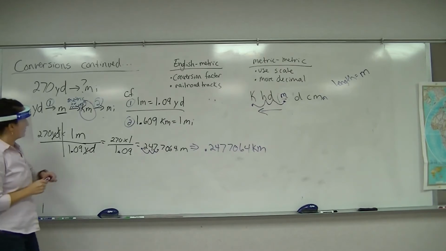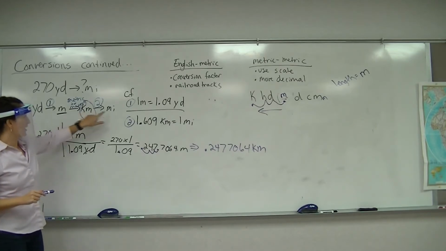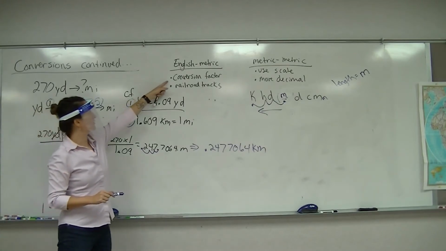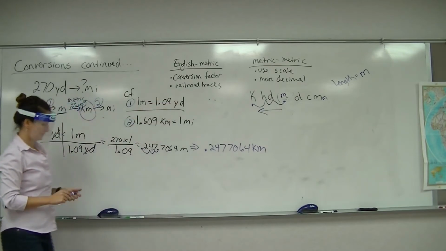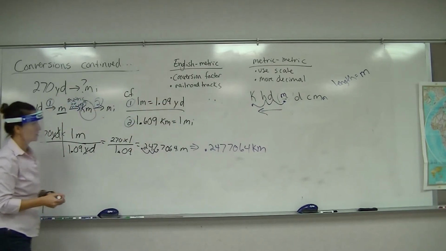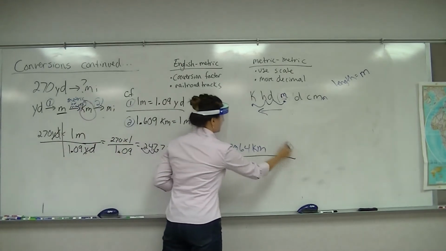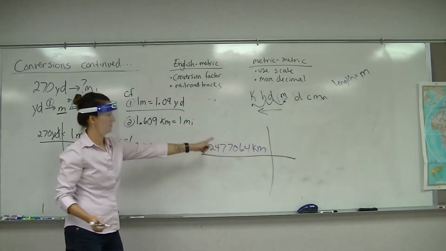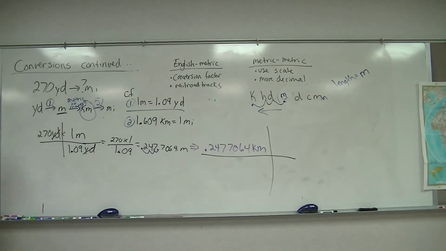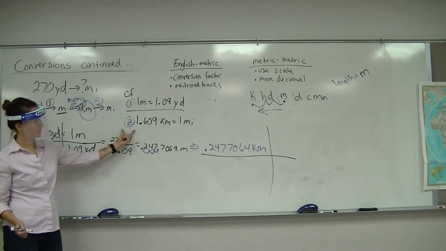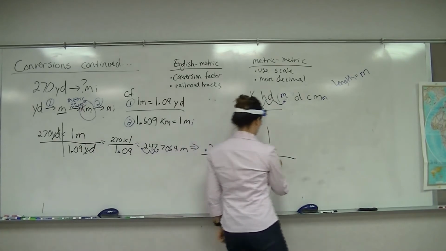Notice my last step, I'm in metric and I'm going to go to English. So metric to English, I'm going to use a conversion factor, which we already found, and I'm going to use the railroad tracks. This is what I would start with, so I can just draw it around it. And then the second conversion factor is what's going to go here.